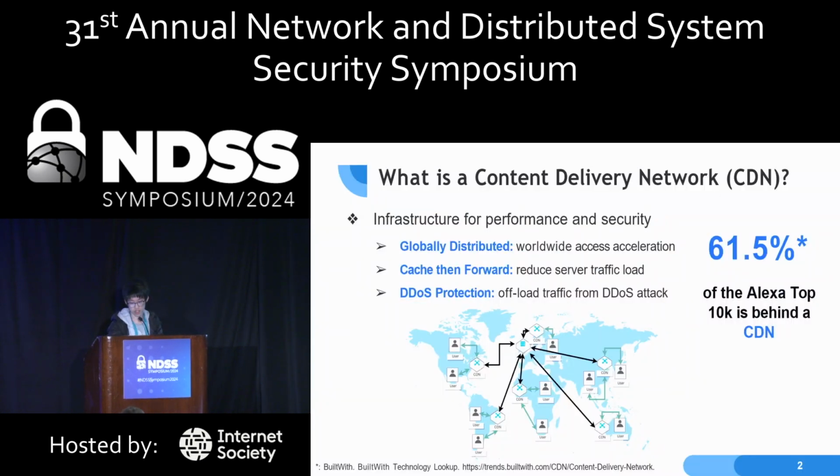On the internet, there are many websites that use CDN servers. A CDN, or content delivery network, is a group of servers distributed in different locations around the world. As the infrastructure of today's internet, CDN improves website performance with mechanisms like caching and provides security protection like DoS defense. In 2023, 61.5% of the top 10,000 popular websites improved their access quality using CDN services.